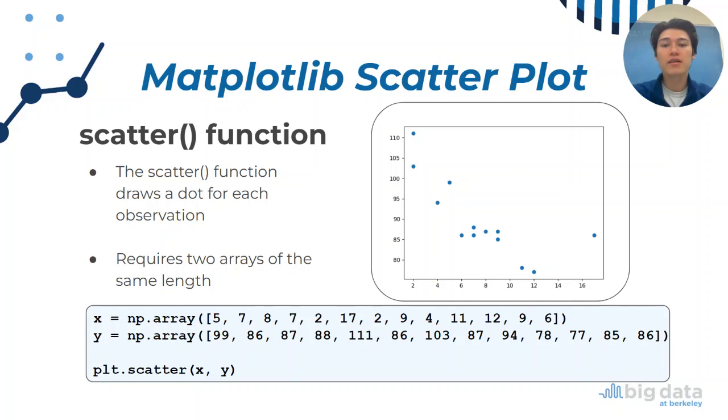Scatter plots are fairly easy to use. You just throw in your two arrays, but they must have the same length.